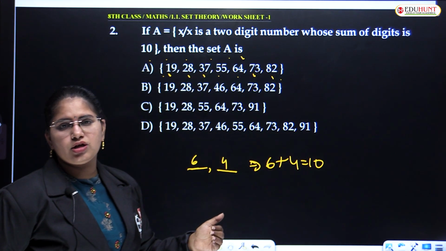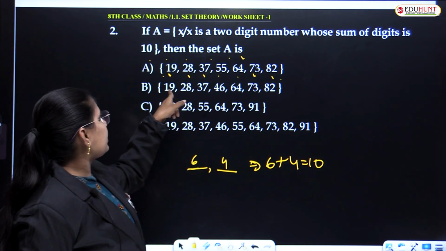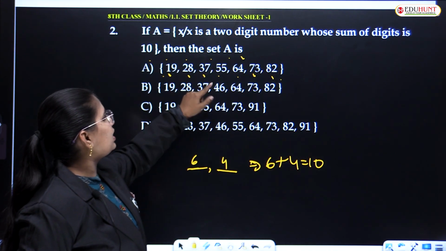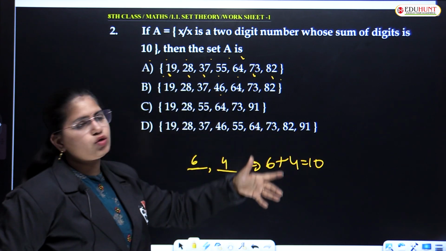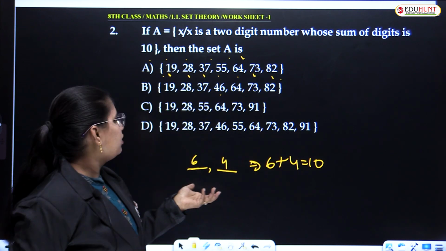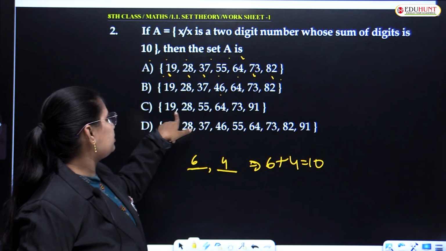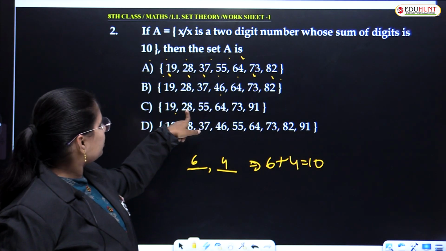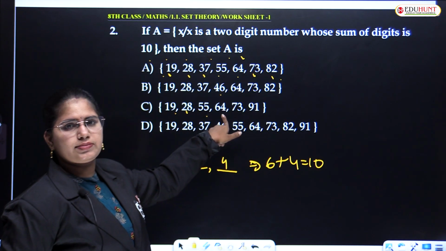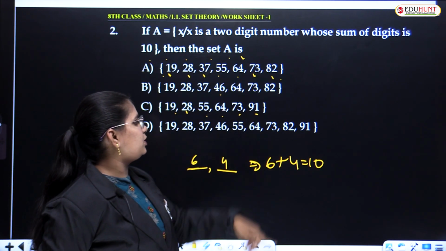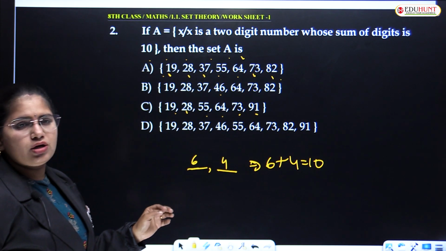Let's also check with the other options, right? Again, 1, 9, 2, 8, it is the same except 46. 4 plus 6 is also 10. So option B is also correct, right? So 1 plus 9, 10. 2 plus 8, 10. 5, 5, 10. 6, 4. 6 plus 4. 7 plus 3, 9 plus 1. So even this is also a set.